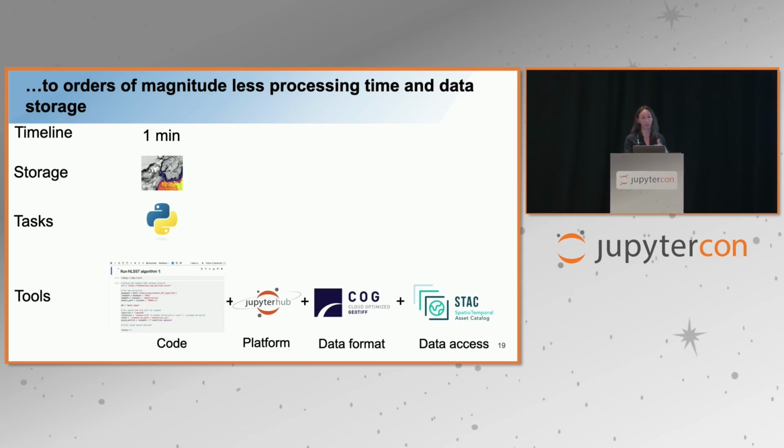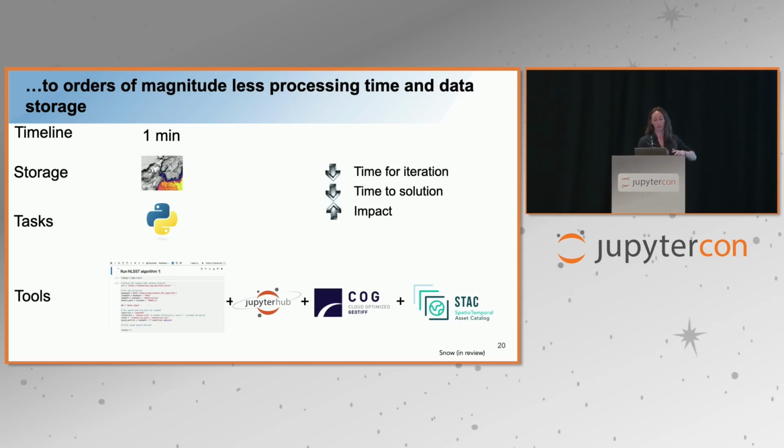And what all of these things do together, built on top of the JupyterHub, is reduce the time for iteration. So as new versions of data come out, we don't have to download an entire other data set for that. We just, at the touch of a button, reproduce everything. Time to solution is faster, and impact is much greater.